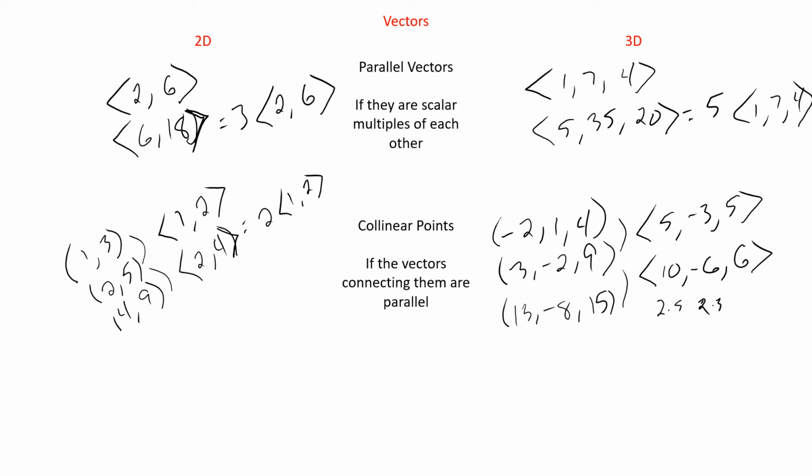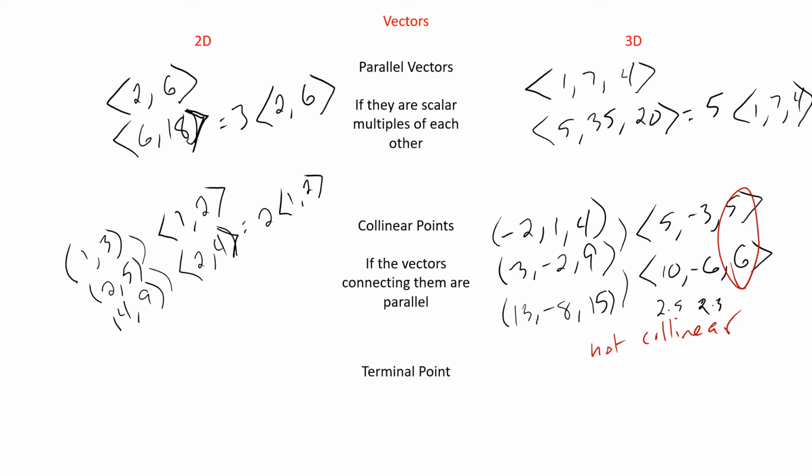But this one doesn't work. So these ones are not collinear because they're not scalar multiples. Like 10 divided by 5 is 2, negative 6 divided by negative 3 is 2, 6 divided by 5 is not 2. Doesn't matter what it is, it's not 2. So that's how you can tell if they're collinear. Again, it's just scalar multiples. It's the same idea as parallel.